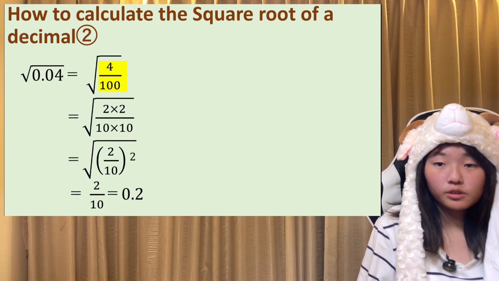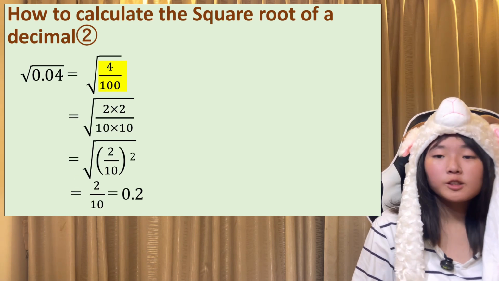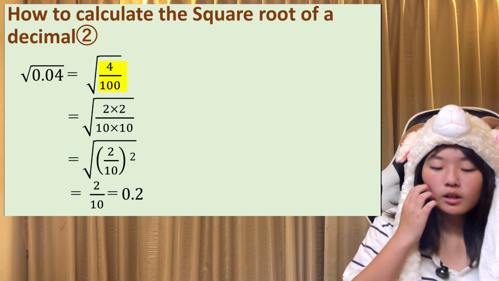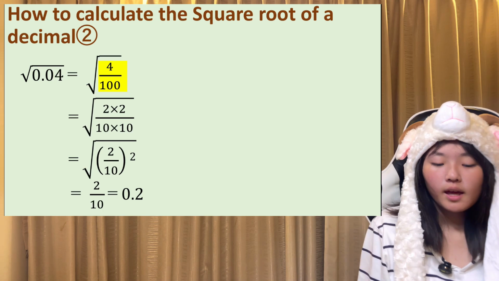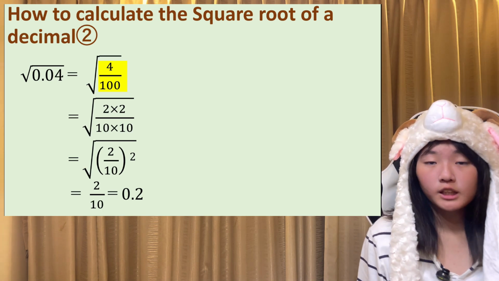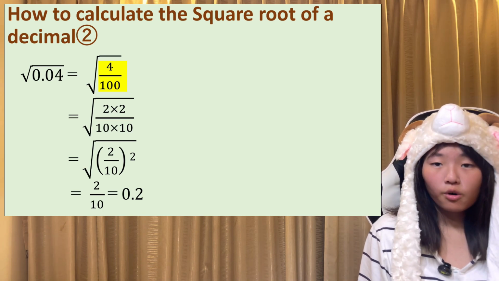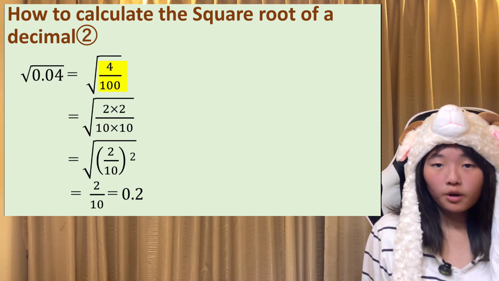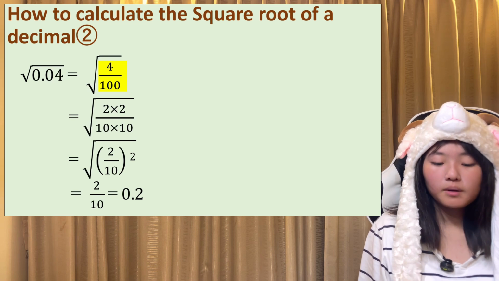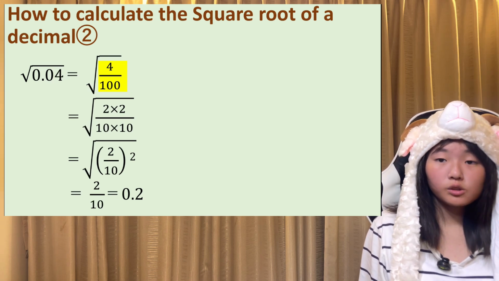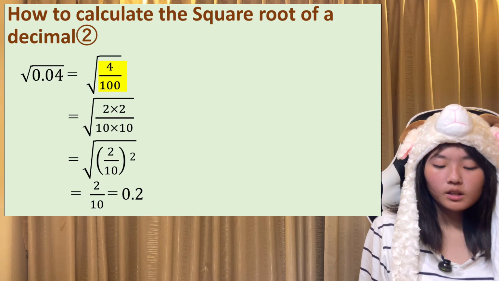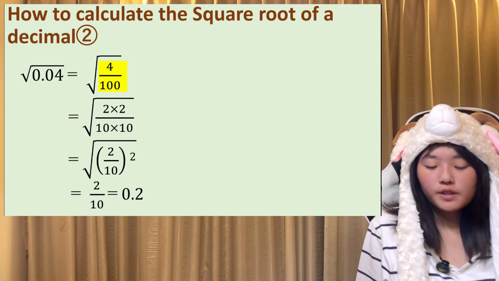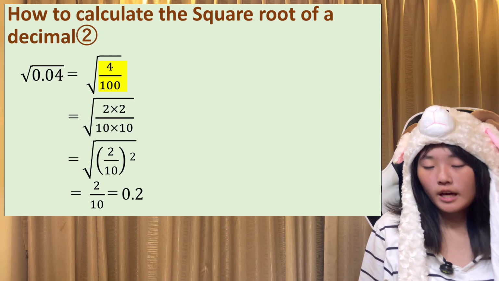Another way to retrieve this answer is to remember that 0.04 is equal to 4 over 100, which is being square rooted. And 4 over 100 is equal to 2 times 2 over 10 times 10. And then, since there's 2 of each number, it would become root brackets 2 over 10 squared. So then, since it's squared, it would break free of the square root and just become 2 over 10, which is 0.2.